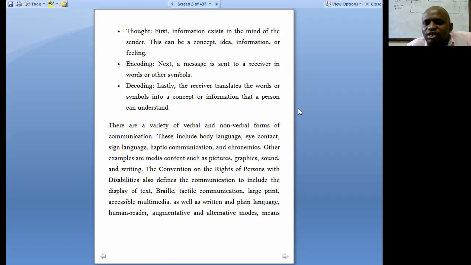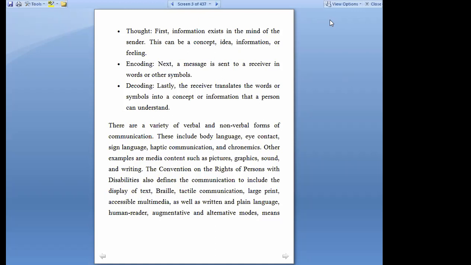Then the other thing is eye contact. Remember, when you're communicating, it is always important to focus on the eyes, the eye contact. You must be able to look straight in the eyes when you are communicating so that the person will be able to understand what you really mean. The person must be able to understand exactly what you really mean.